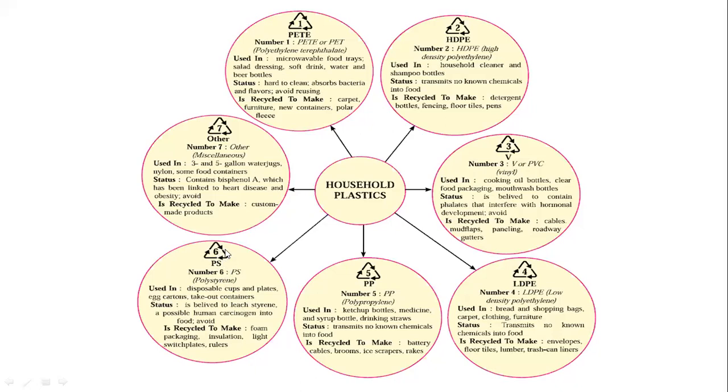Then the next question is, if the RIC code on the plastic material is 7, then which type of material will it be? Options given are polylactic acid, polyethylene terephthalate, high density polythene, and low density polythene. So number 7 indicates what? Polylactic acid. Yes, so the answer is polylactic acid.